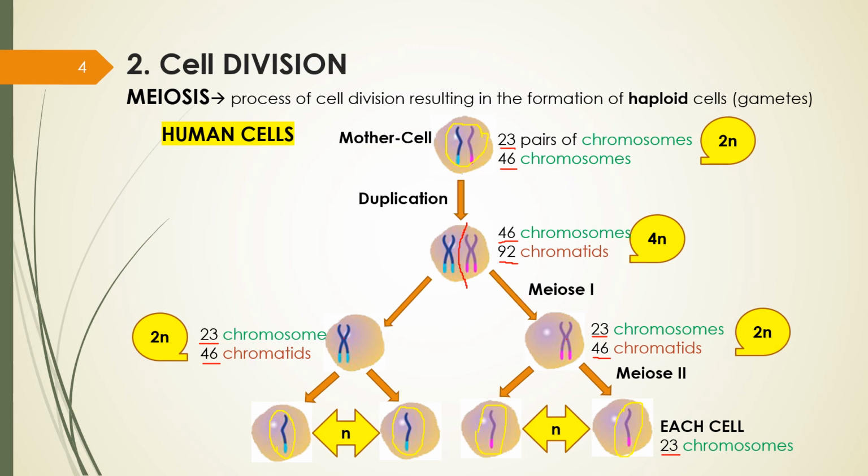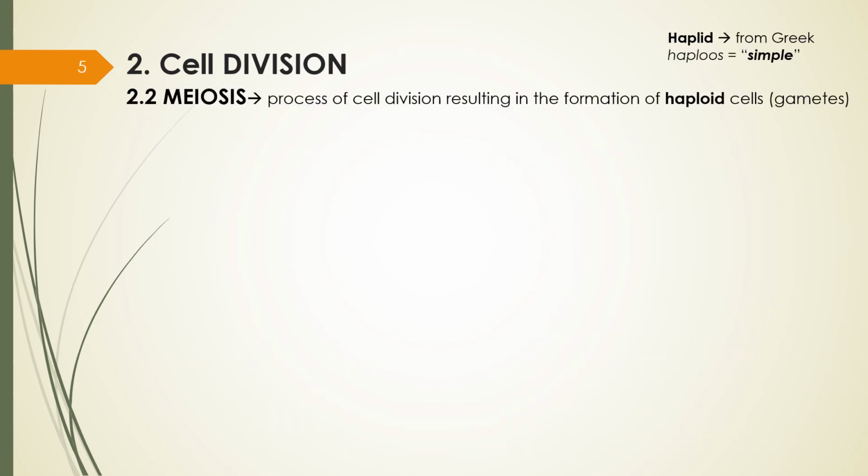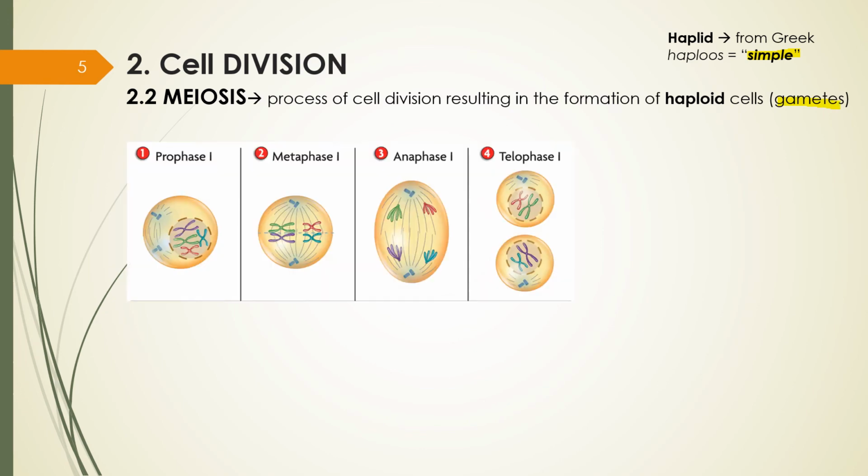Now let's see the phases, okay? So just to remember, what's a haploid cell? Haploid means simple. I have a simple number of chromosomes, or half, okay? This is just happening in gametes. So as we told before, meiosis has two phases, meiosis 1 and meiosis 2. But that's not enough, you need to know more, okay? So meiosis 1, what does it do? Reduce the number of chromosomes by half.